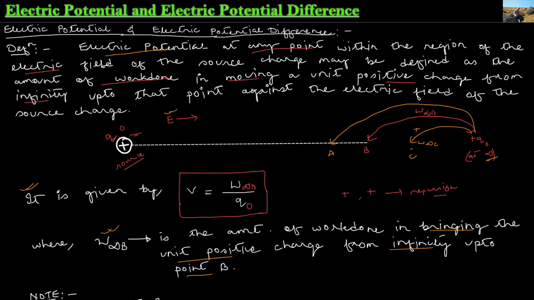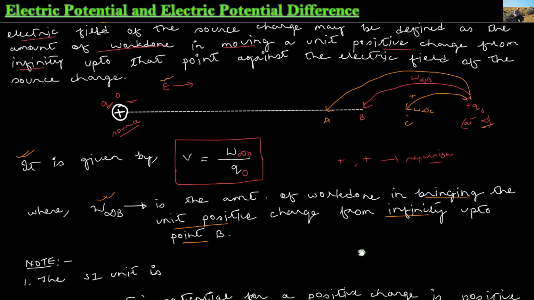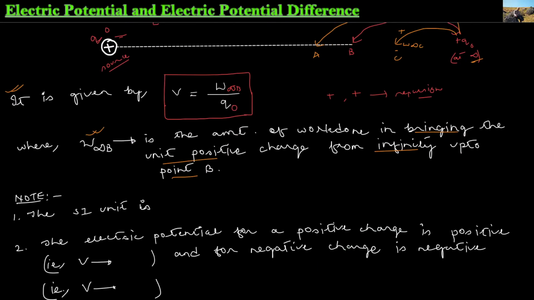Then next, we have to move on to the SI unit. So what is the SI unit of electric potential? We know that the SI unit of work is always in terms of joules, and the SI unit of charge is always in terms of coulomb.